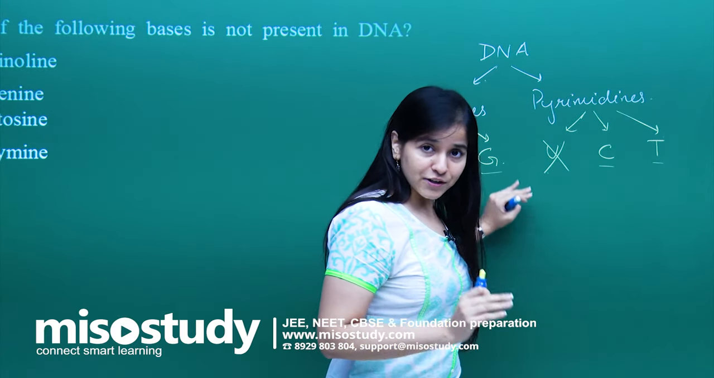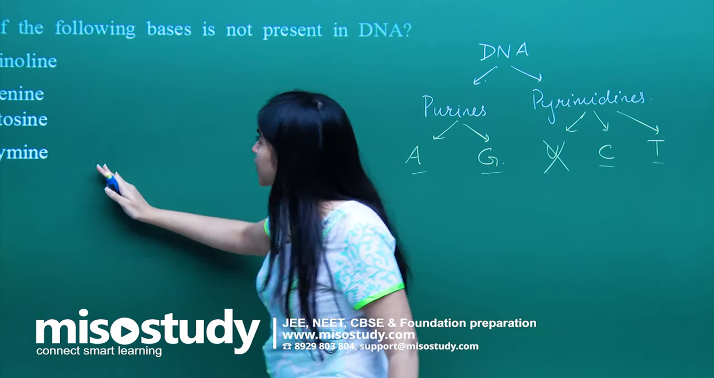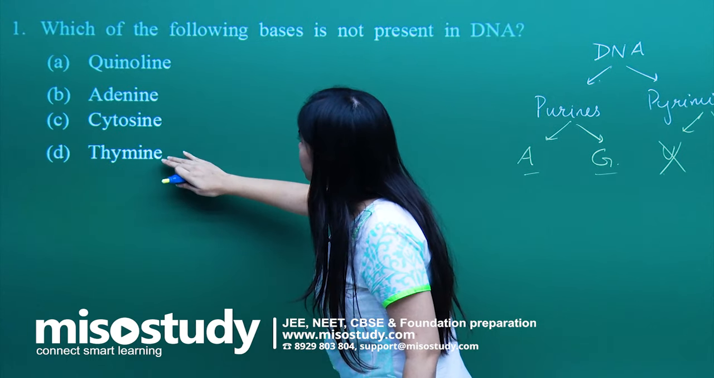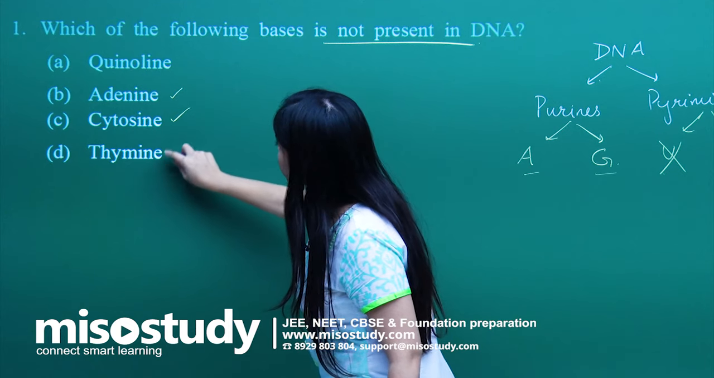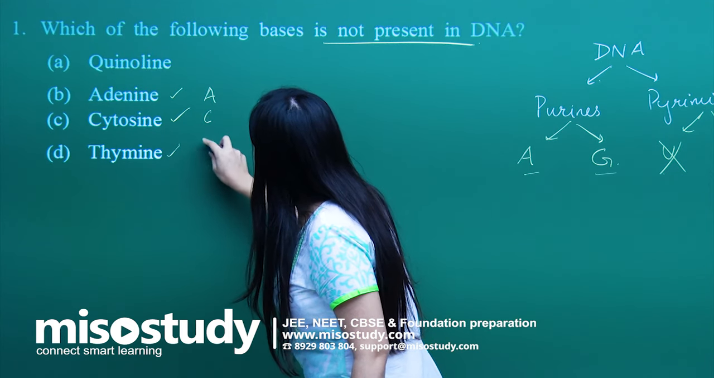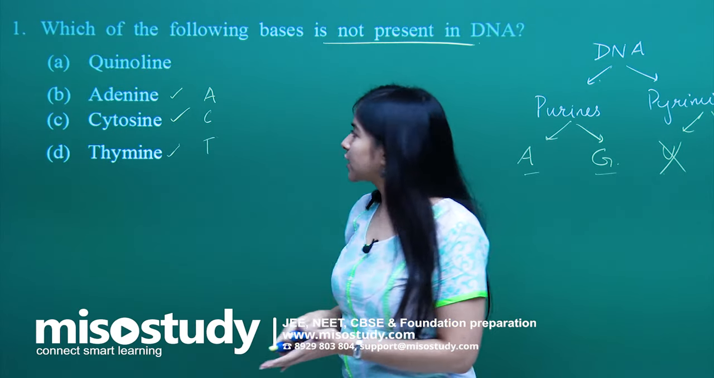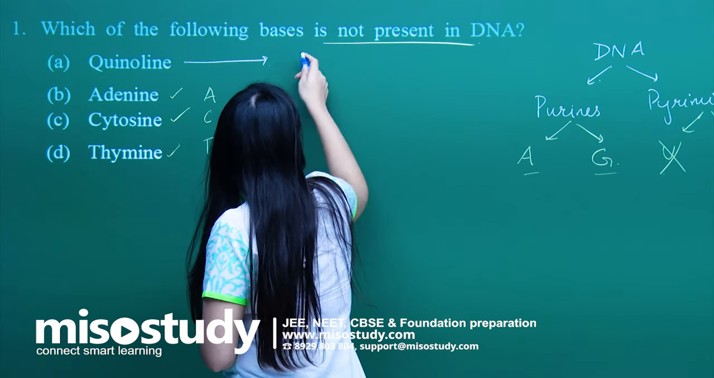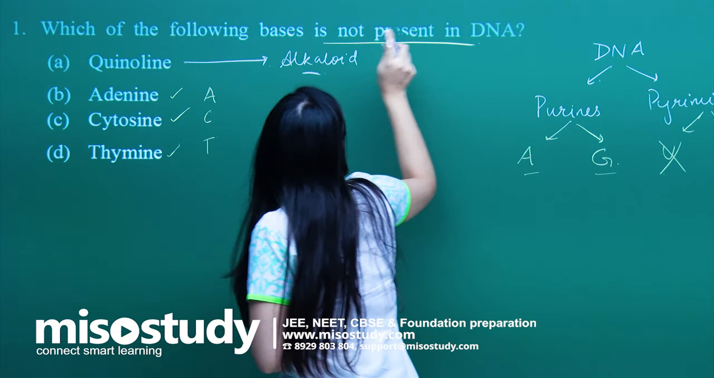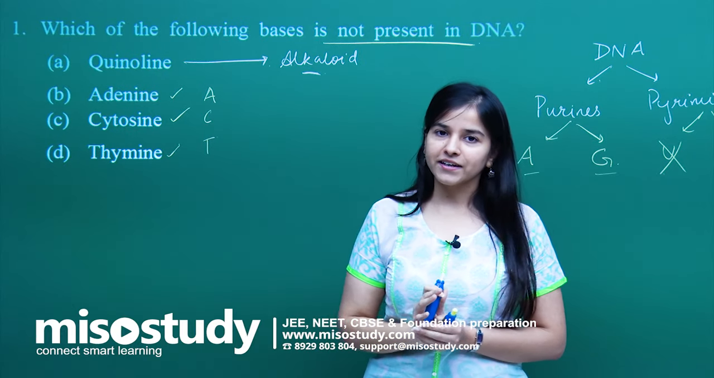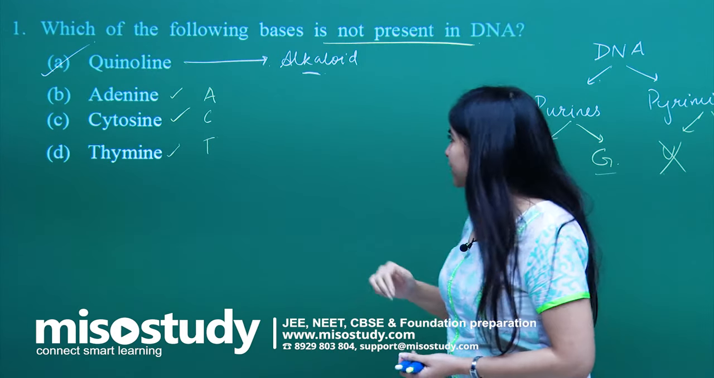As per our knowledge, can we correlate it with this question? The options are quinoline, adenine, cytosine, thymine; which is not present? Adenine is there, cytosine is there, and thymine, that means A, C, T. But quinoline is not a base but an alkaloid. Quinoline is an alkaloid and it is not at all present in DNA. It has nothing to do with DNA. I hope everybody has got the answer, which is A. Let's move on to the next question.